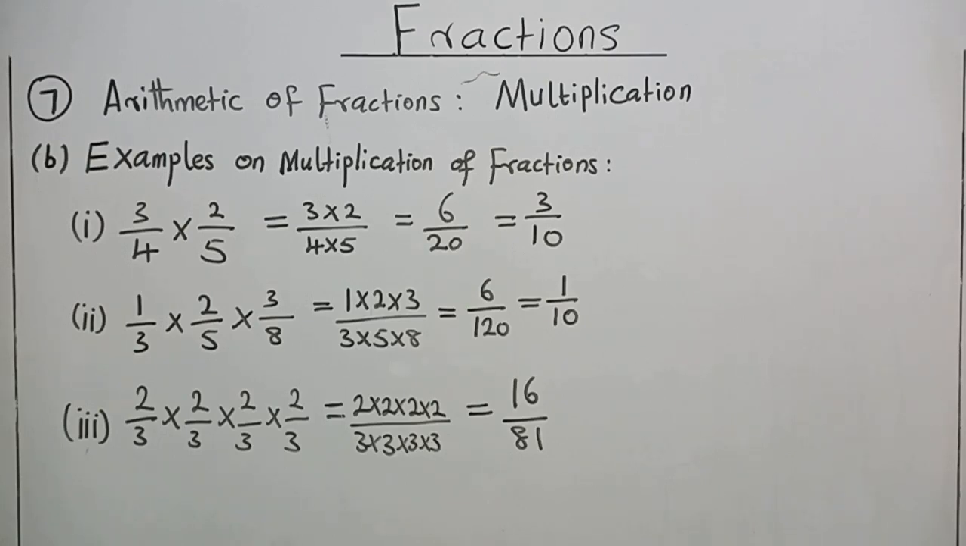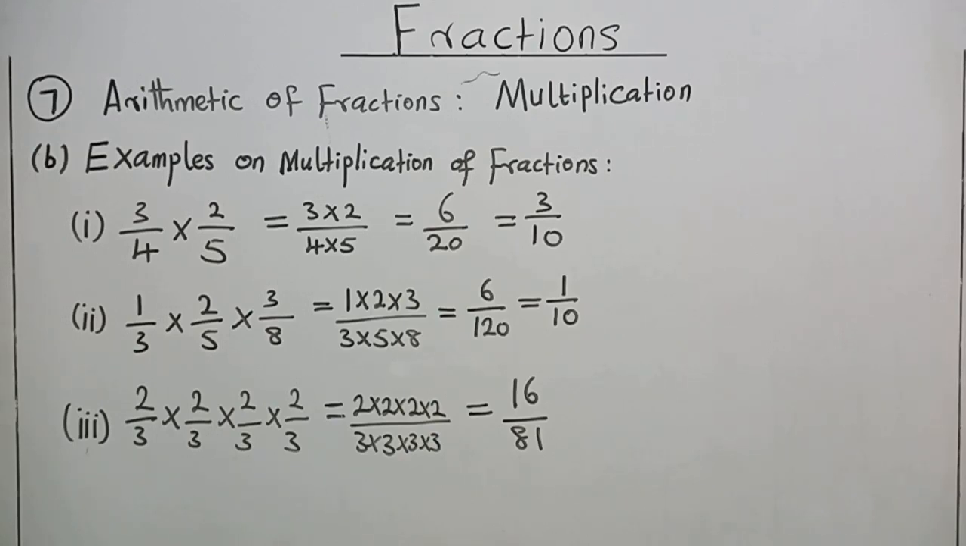The next example contains 3 fractions. This was chosen to push home the important fact that when we multiply fractions, the number of fractions is not restricted to 2 fractions. We can have more than 2 fractions multiplying themselves. Let's see example 2, that is number II. 1 over 3 times 2 over 5 times 3 over 8. How do we do it?